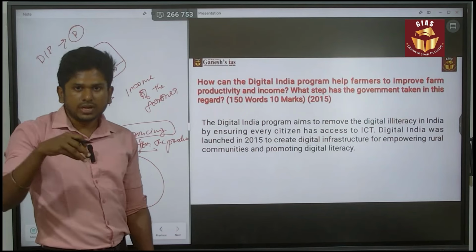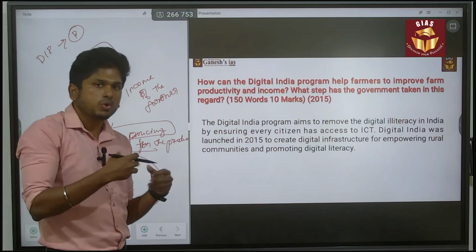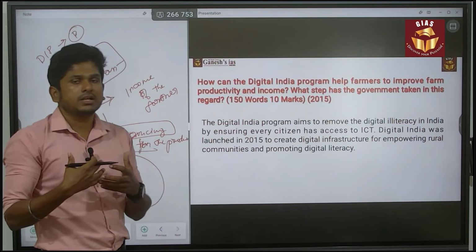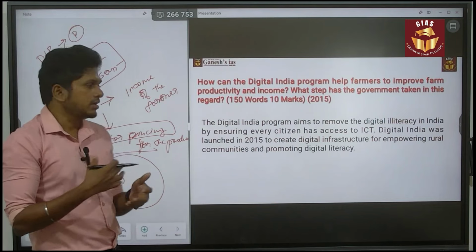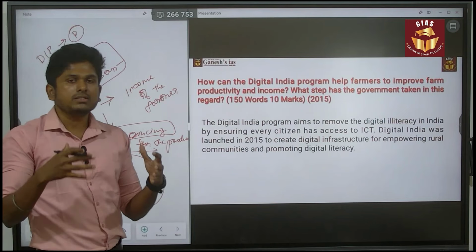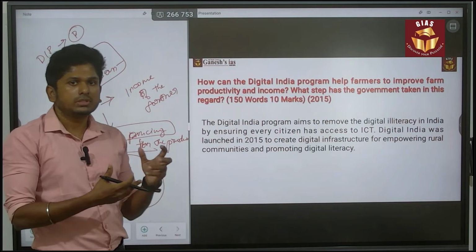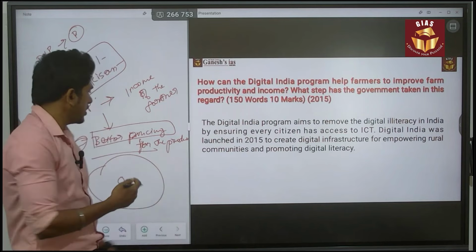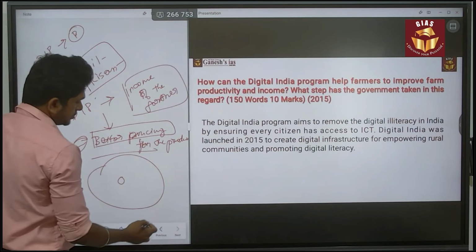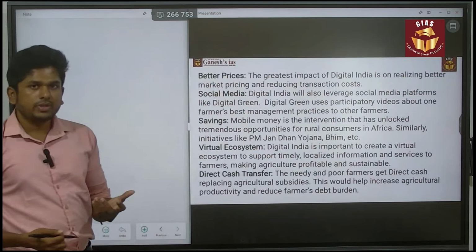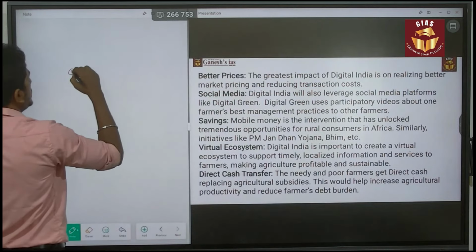So that is how I am going to get better pricing. In the nearby market, there will be many farmers cultivating the same products, and in that scenario I will get a very minimum price for my produce. But if there is a huge market, I can easily get a good price for my product. That is one of the benefits, and it is going to improve the farmer's income. Next, through social media I can get the best practices. And next is about savings activities.